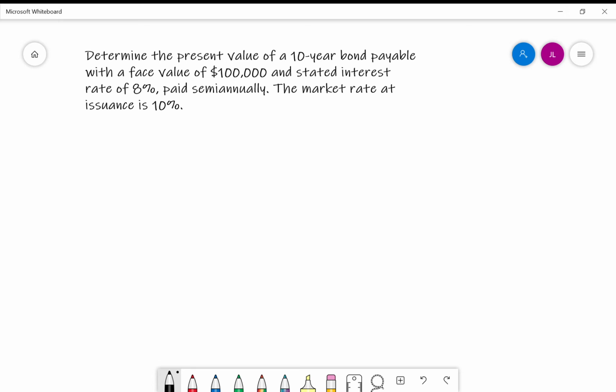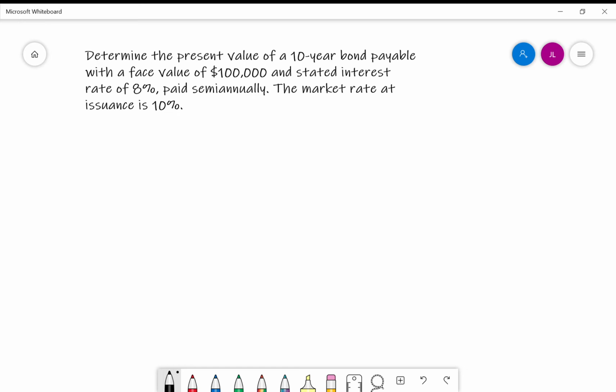Okay, a video here about calculating the present value of a bond. We have a 10-year bond payable with a face value of $100,000 and a stated interest rate of 8%, paid semi-annually. The market rate of issuance is 10%.